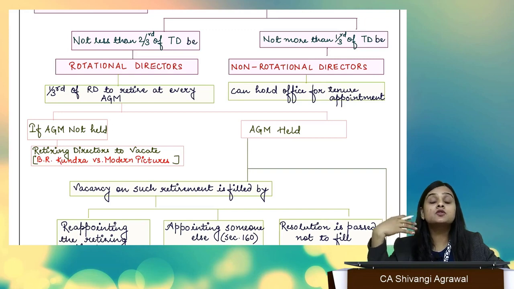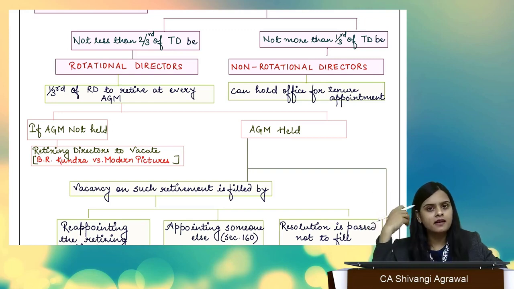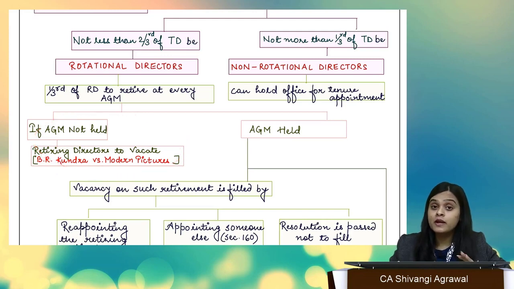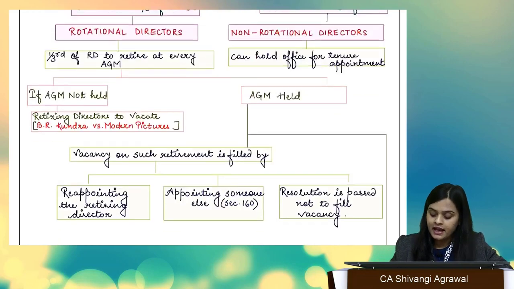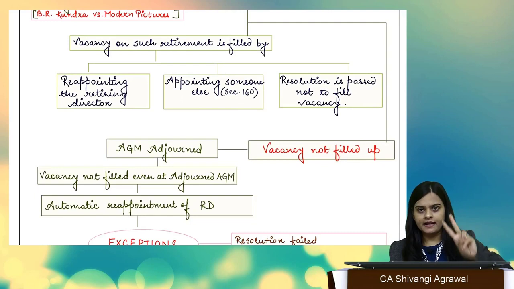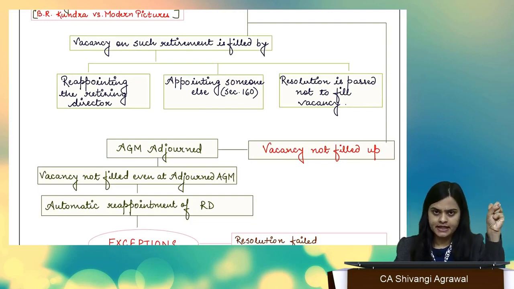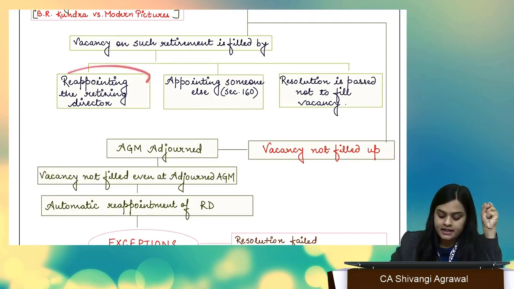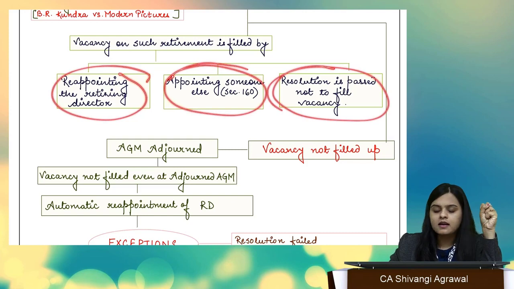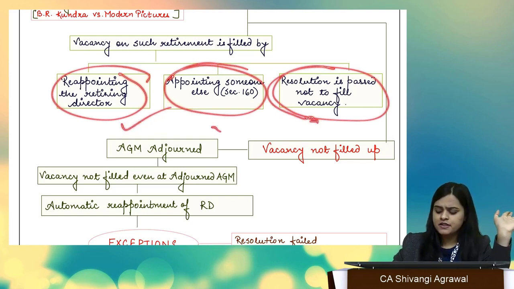Supposedly the directors did not call the general meeting. Can they continue? They cannot. If the AGM is not held, they will have to vacate office on the last day the AGM ought to have been held. If the AGM is held, then the 2 directors, that is 1/3 of the rotational directors, will retire. They can be reappointed, or in their place someone else can be appointed, or the company may resolve that they don't want to fill the vacancy. Either of the three will happen.